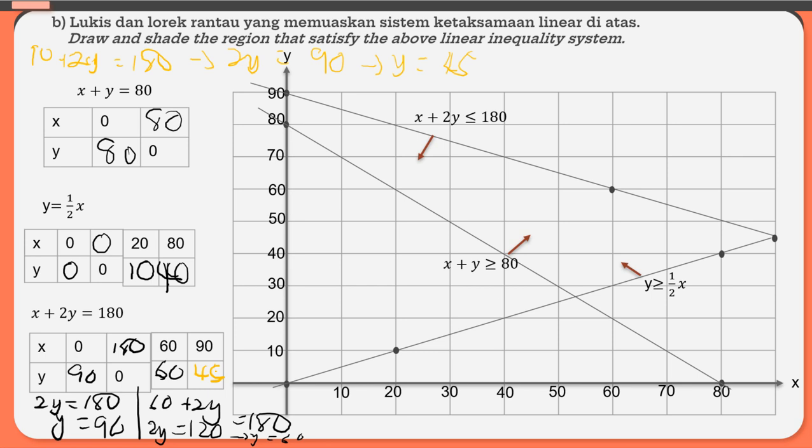So can you determine where the shaded region is? Okay, here is the shaded region. Okay, it's very easy if you already know how to construct the inequality from the example.